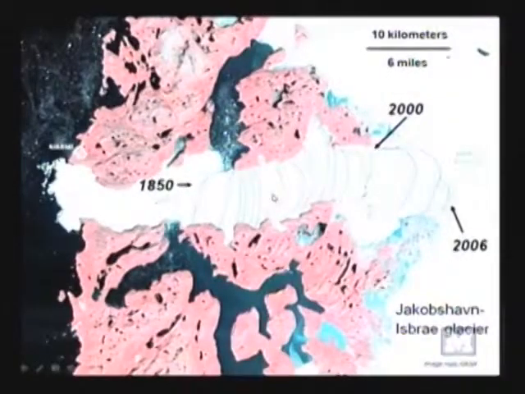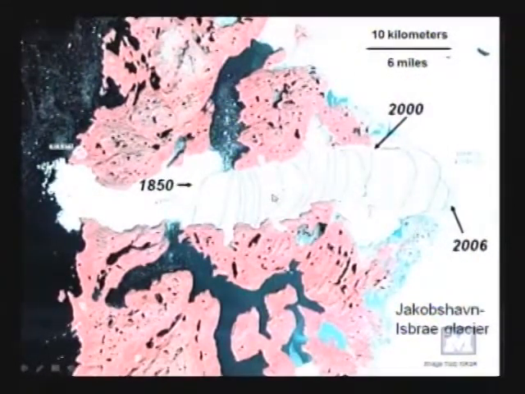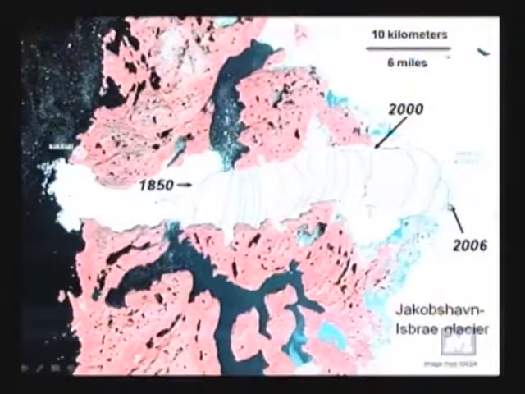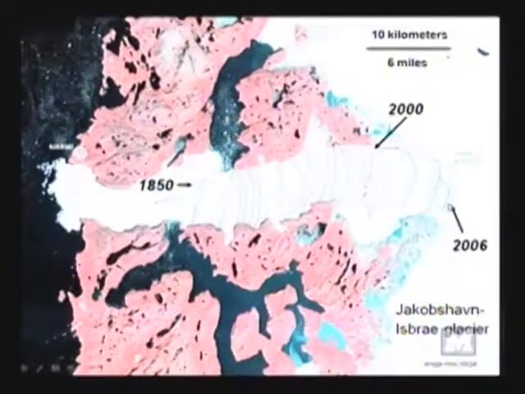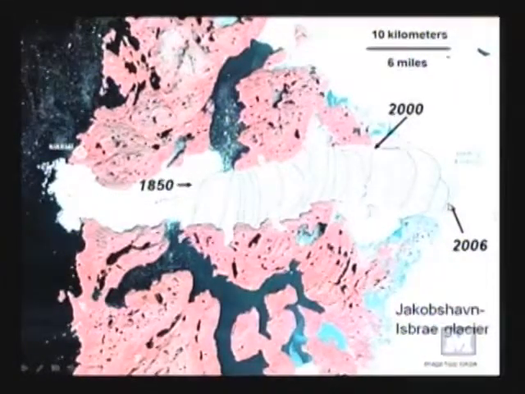Here's the Jakobshavn Isbrae Glacier in the northwest part of Greenland. It's been retreating since 1850, but it's been particularly retreating rapidly in this last decade between 2000 and it's even a little further along today. But it's retreated some 10 kilometers or 6 miles in just the last decade. This particular glacier drains about 10% of the ice loss from Greenland.